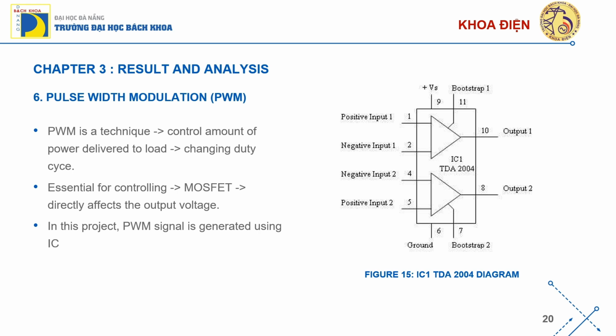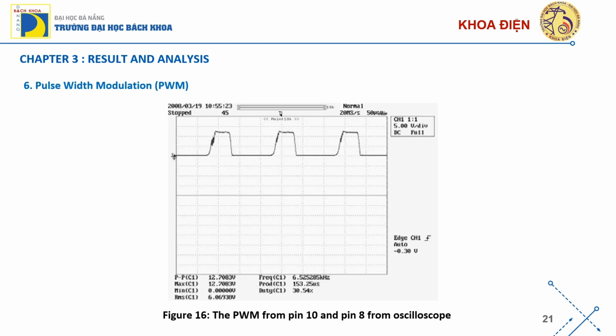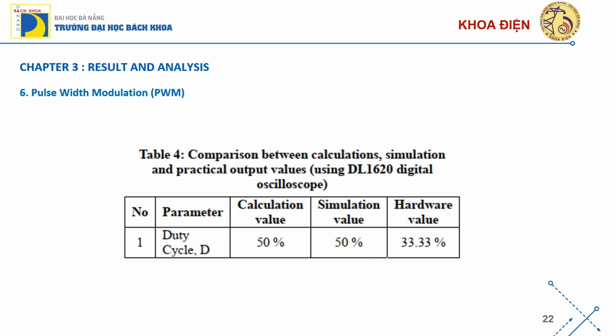specifically pin 10 and pin 8 of the IC output the PWM signal. You can see in figure 16 the PWM from pin 10 and pin 8 on the oscilloscope. And table 4 shows the comparison between calculations, simulation, and practical output values.